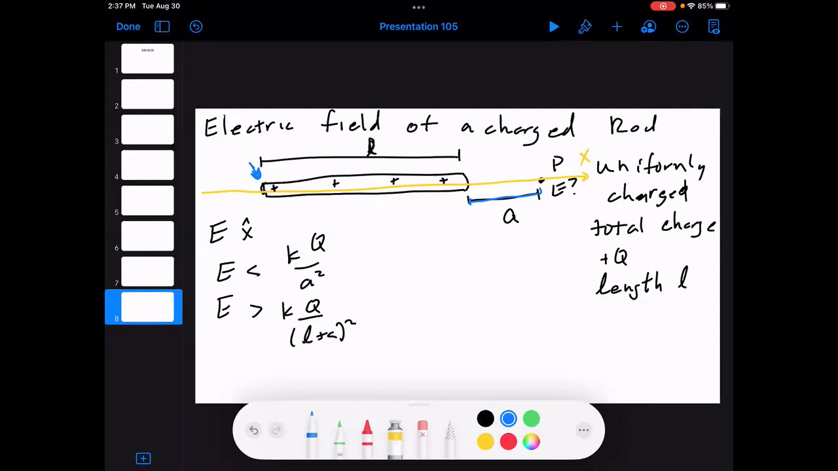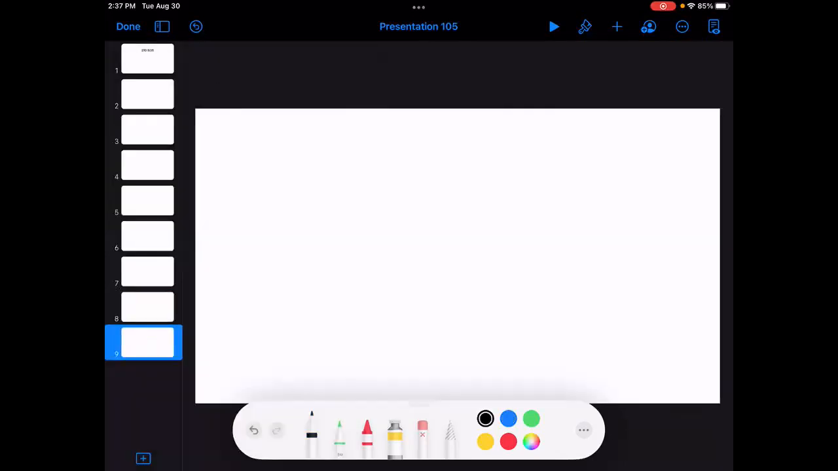Does that make sense? Okay, so that's just the starting point where we think about what kind of answer we expect to get and how it should look. I know it should be in the positive x direction. I know it needs to be less than KQ over A squared. I know it needs to be more than KQ over (L plus A) squared. And so now let's start doing this. At the end, we're going to go back and say either clearly we were right, or wow, we dropped a minus sign somewhere.